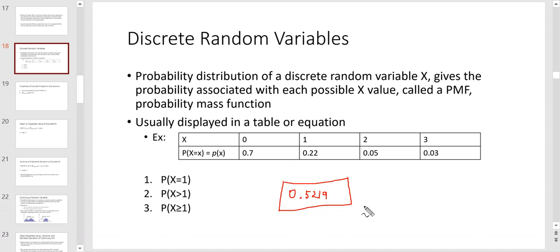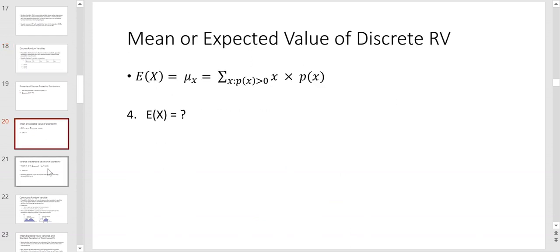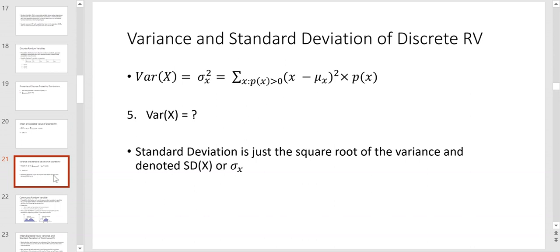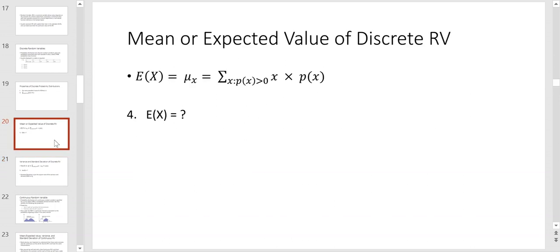Now, if we want the standard deviation of this, just like you've learned in statistics, the standard deviation is just the square root of the variance, so you can easily compute that. Okay? So that is how you compute the mean and the variance of a discrete random variable. And there's a little overview of these and how to interpret them.